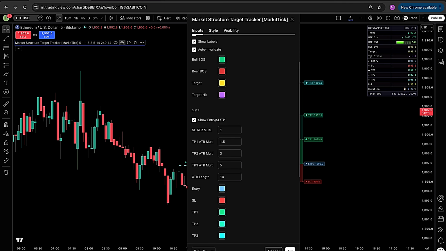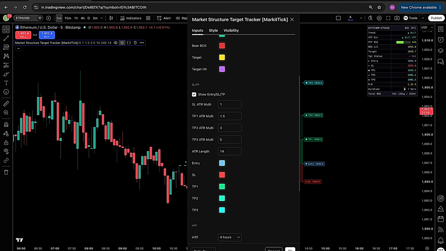After that, look here. Bull BOS means the bullish break of structure will show in green color, and bearish break of structure will show in red color. The target will show in yellow color, and the target hit will show in purple color here. These are very important settings that you can change if you want.